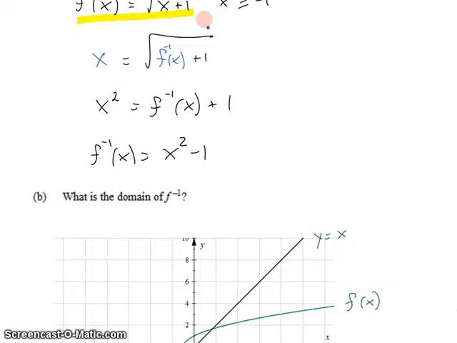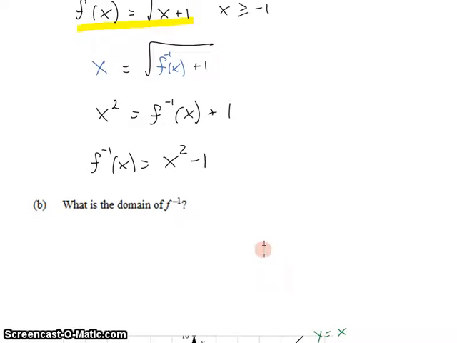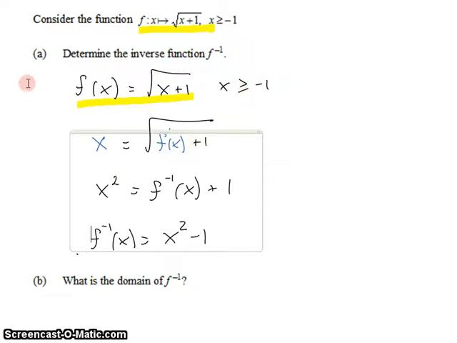Alright, part B says, what is the domain of the inverse of f of x? And this, I love this question because it's so devious. There's nothing in this expression which suggests that there's any limitation on x. Just taken by itself, it looks like the domain is all real numbers. But what we have to do is keep in mind context. We have to keep in mind what this is. And it's not just any function. It's the inverse of this function. And this function has a limitation.